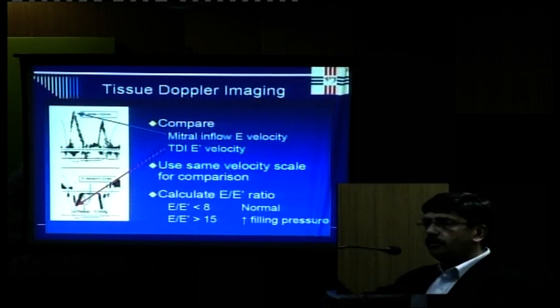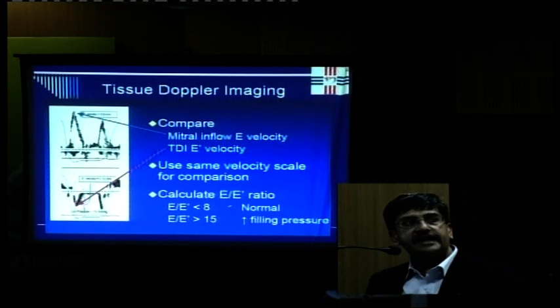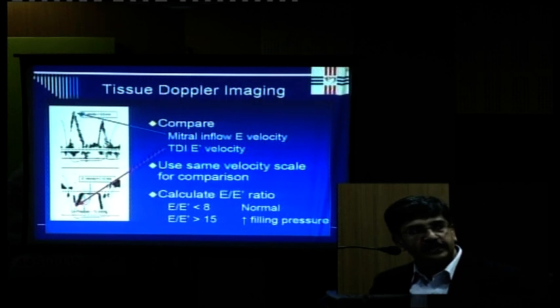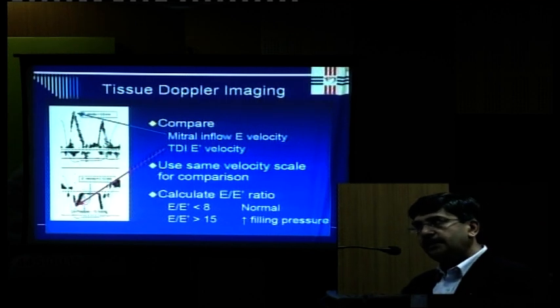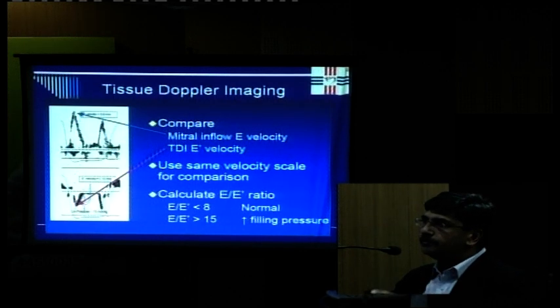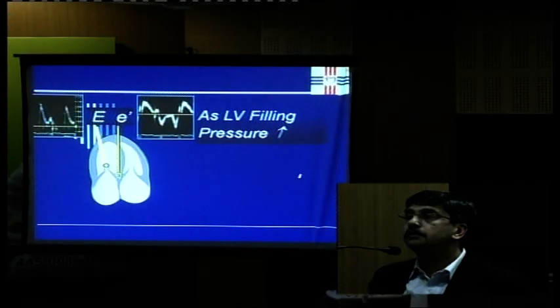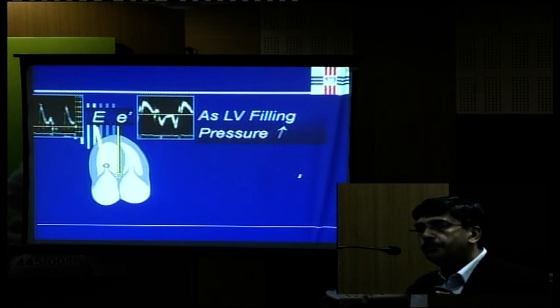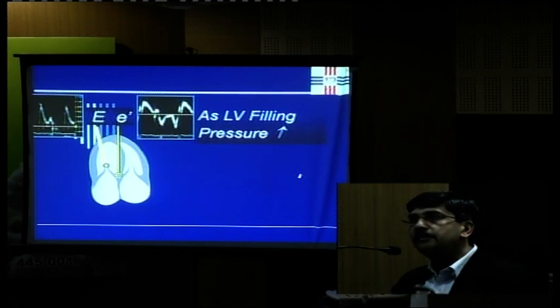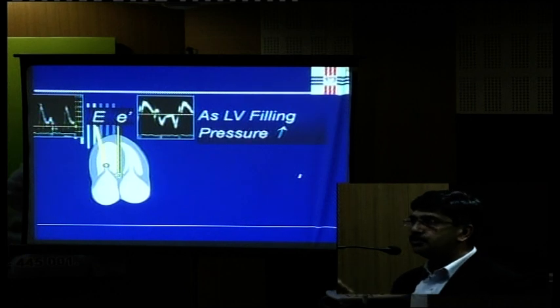Measure the velocity by pulse wave Doppler, and E prime is tissue velocity by tissue Doppler. And measure the ratio of this, you get one more pressure of the heart, that is called LV filling pressure or pulmonary artery capillary wedge pressure. That gives a very important clue for fluid challenge to the patient.